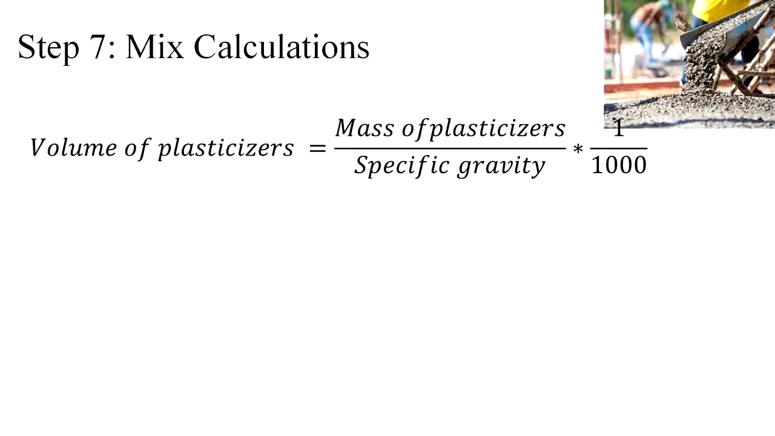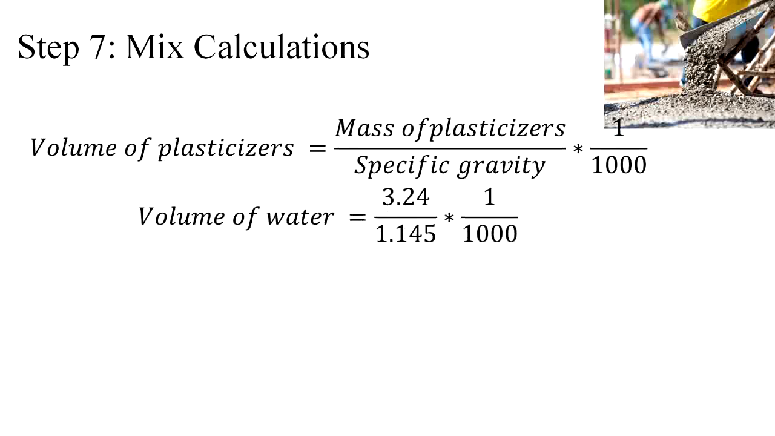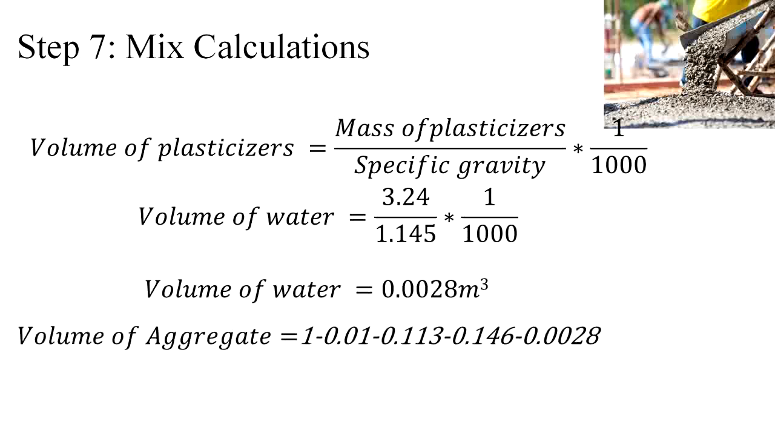The next one is the volume of superplasticizers. The mass of superplasticizer is already determined and the specific gravity of superplasticizer is already given in the problem in the initial steps itself. By calculating, we will be getting the volume of plasticizers as 0.0028 meter cube. Therefore, the final volume of the aggregate is subtracted from the value 1. So, 1 minus 0.01 minus 0.113 minus 0.146 minus 0.0028 gives the volume content of the aggregate, which is 0.73.